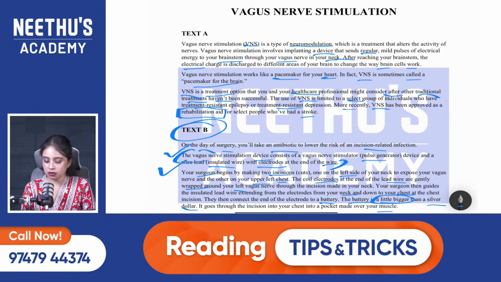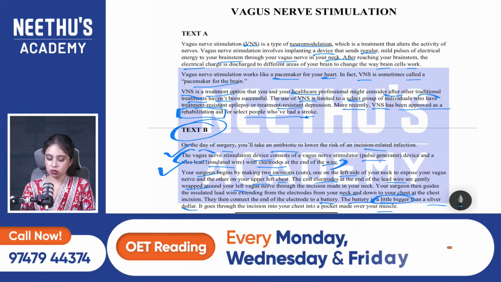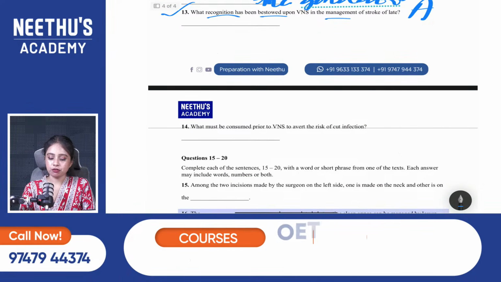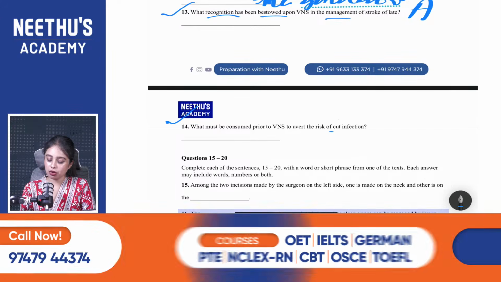That should be the right answer, because all the other keywords are mentioned here very directly. So the answer should be rehabilitation aid. That is the right answer. Then the 14th one: what must be consumed prior to VNS to avert the risk of infection?